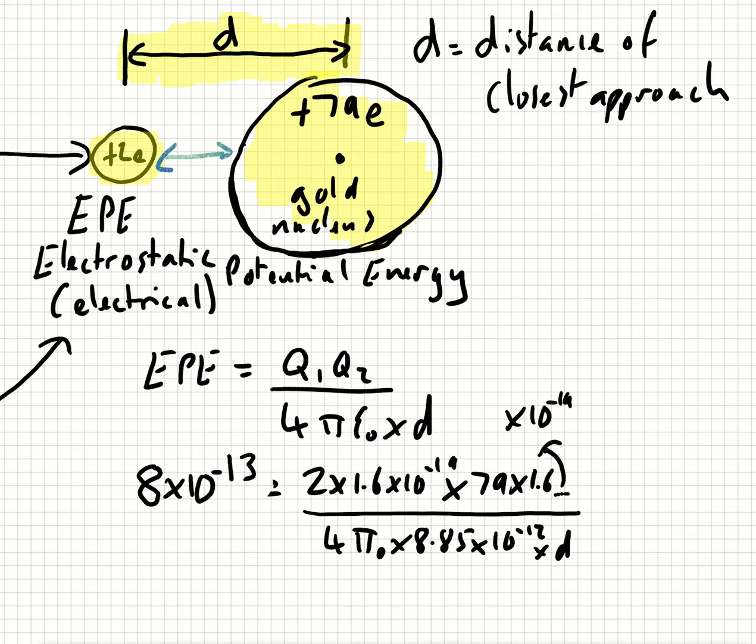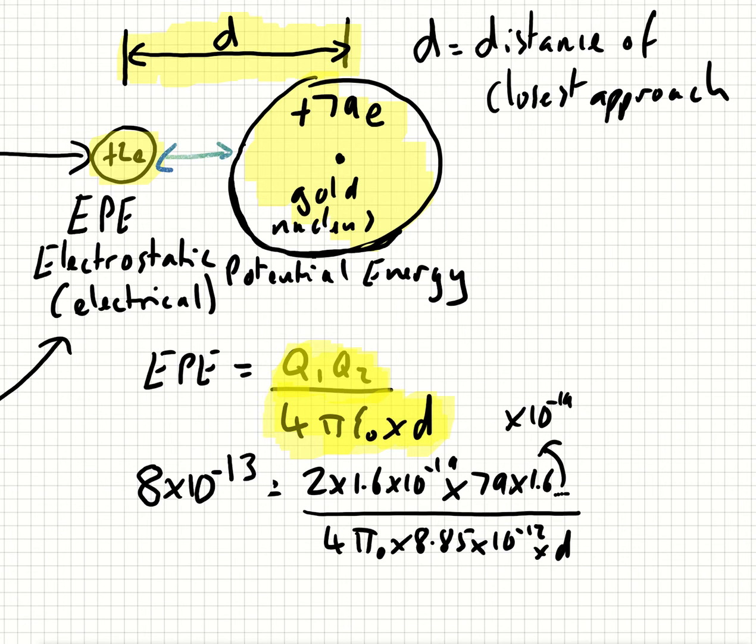The formula is Q1 Q2 over 4 pi epsilon naught times the distance between the centres of the two charges. This formula gives you how much energy gets stored in the electric field between two charges, Q1 and Q2, if they're separated by a distance d. In the book, I think it calls it r, but you've got to get used to that. r is often used for distance, d could be used for distance, even x is used for distance.